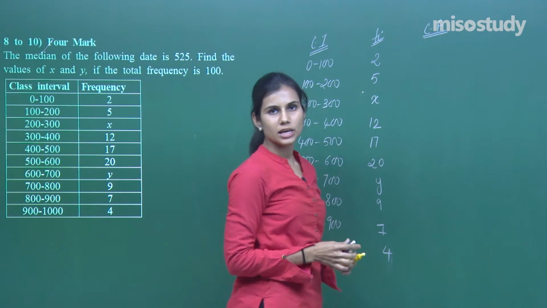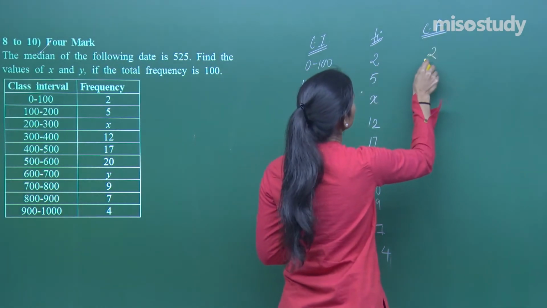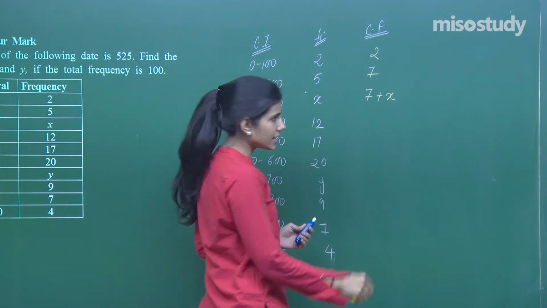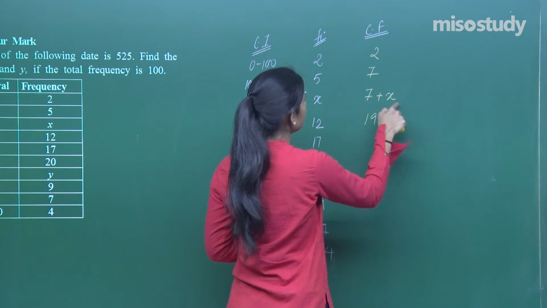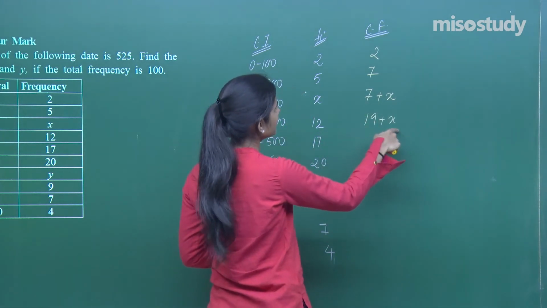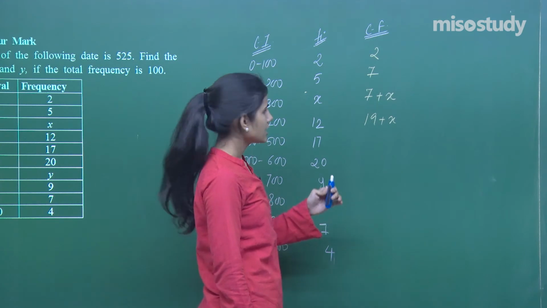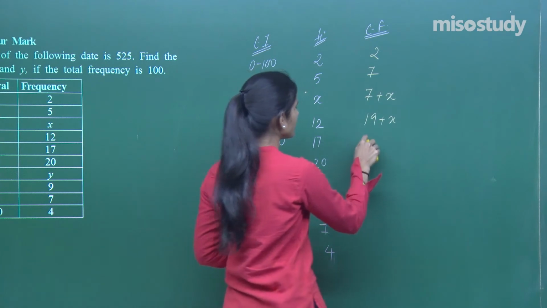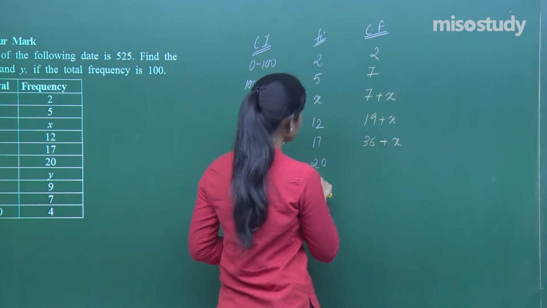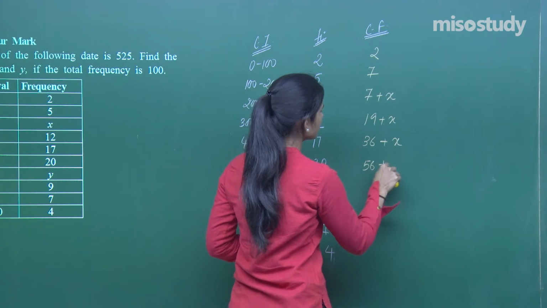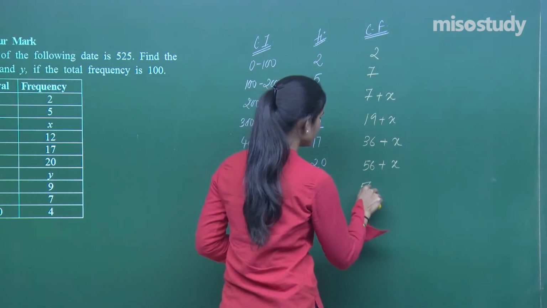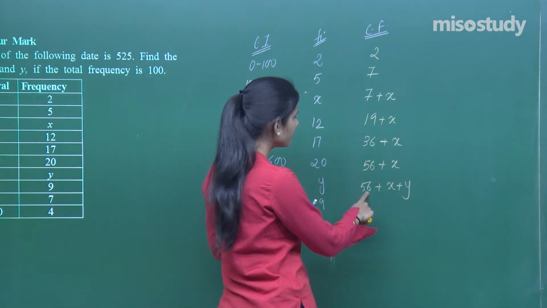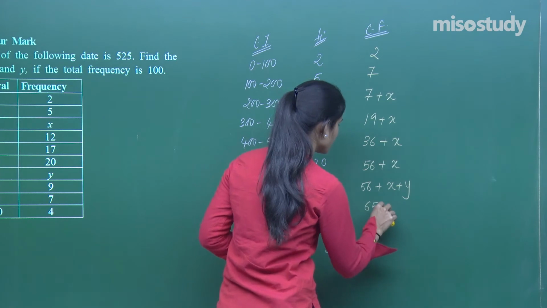And as I said, cumulative frequencies you need to now write. First would be just 2, then 2 plus 5, 7, then it is 7 plus x, then it is 19 plus x, because it is 7 plus x plus 12, which is 19 plus x, 19 plus x plus 17. This is 36 plus x. Why? Because 9 and 1 is 10, 10 and 6 is 16. 36 plus 20 is 56 plus x. This will be 56 plus x plus y. Then it is 9, 1, 10 and 5, 15. So, you have 65 plus x plus y.